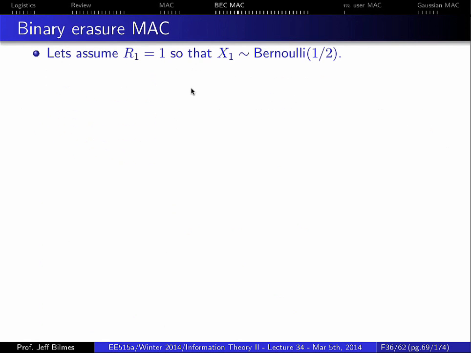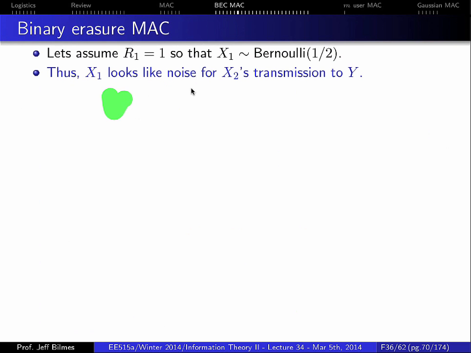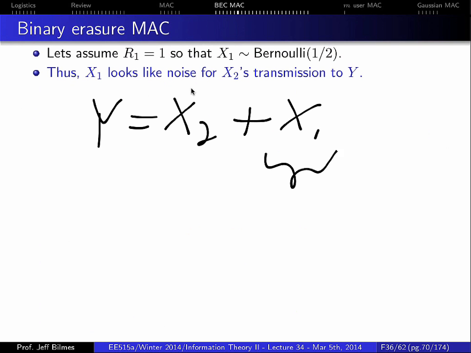So let's see if we can understand this a little bit better. Let's assume that R1 is equal to 1. So R1 is, in some sense, at its capacity. That means that X1 must be Bernoulli. Okay? So X1 in some sense acts like noise for X2, right? Think of it as we've got Y equal to X2 plus X1, and X1 is like noise from the perspective of X2.